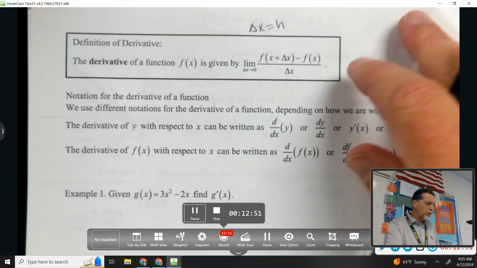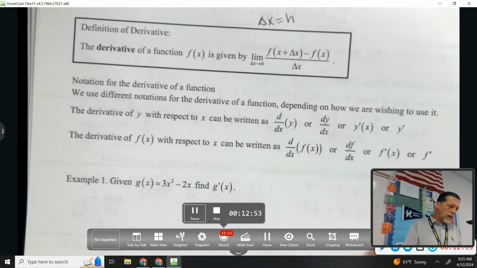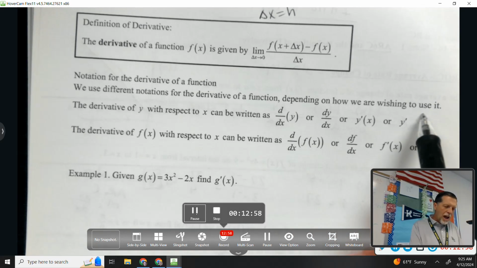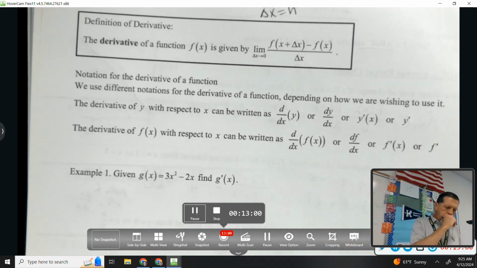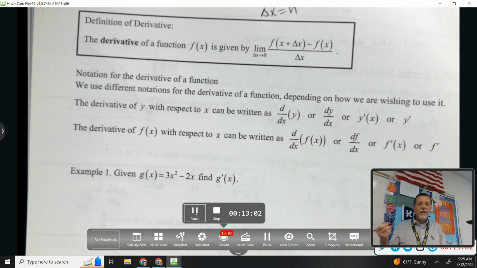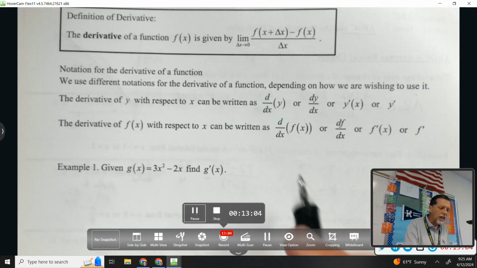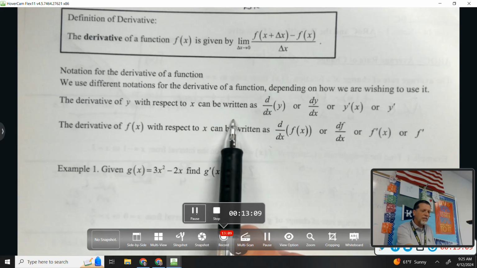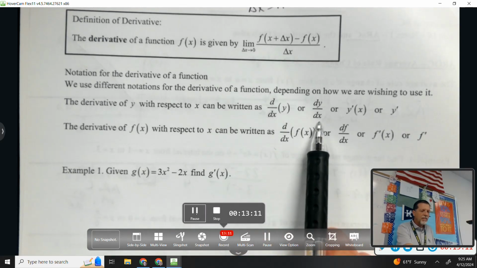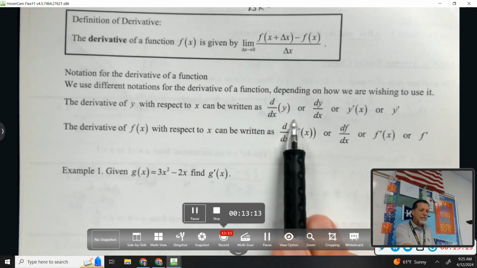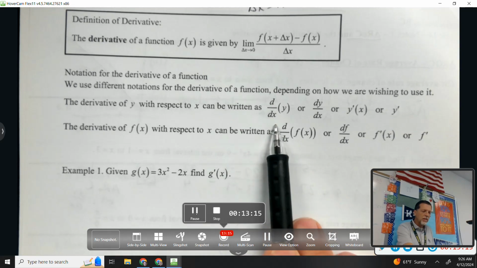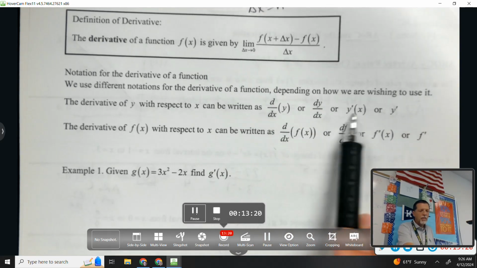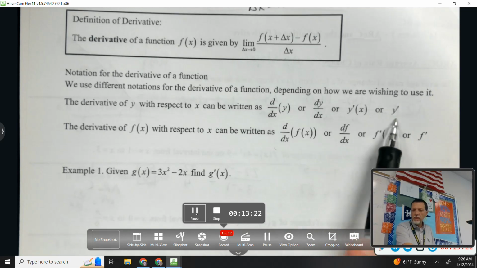Okay, a little note on notation here. Different notations for the derivative of a function, depending on how we want to use it. Sometimes it doesn't matter. They're all the same thing. So, all of these mean the same thing. The derivative of y with respect to x can be dy dx, can be d dx of y. That sort of means take a derivative of y. This is the derivative of y with respect to x. And the prime is kind of the shortcut that means derivative.